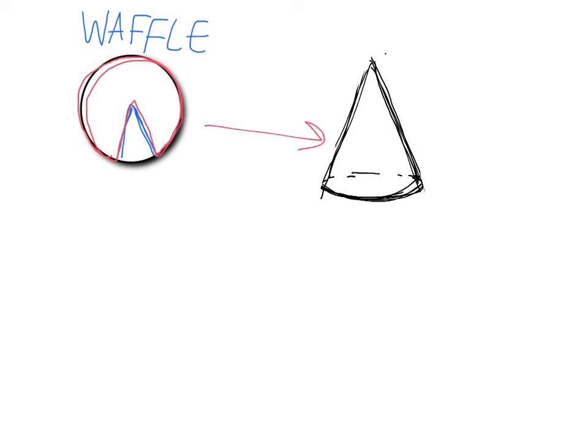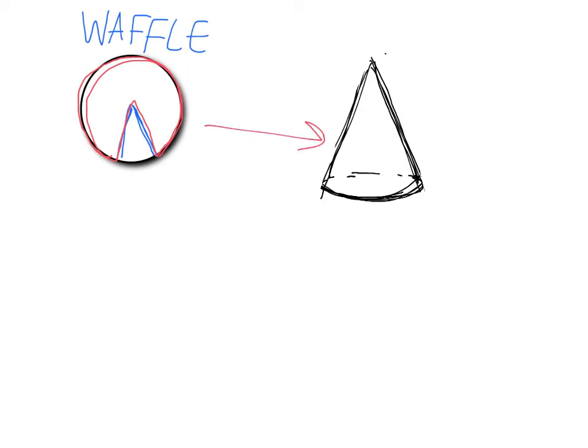Alright, so here's how we solve the ice cream cone problem. First, we start off with a waffle. It's a circular thing, and we're going to cut out a sector. Okay? So what we have left is this part of the cone, and that's what we're going to form our cone with.